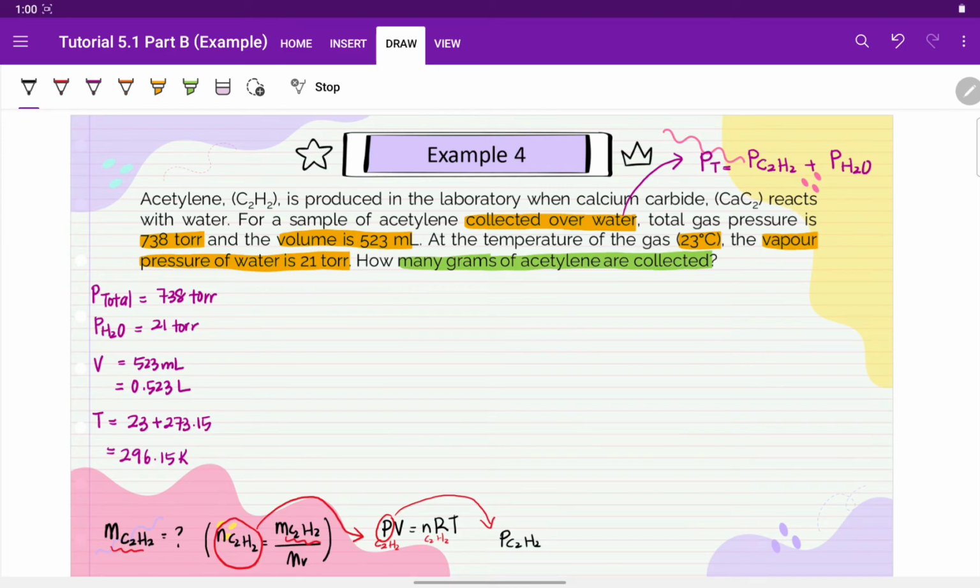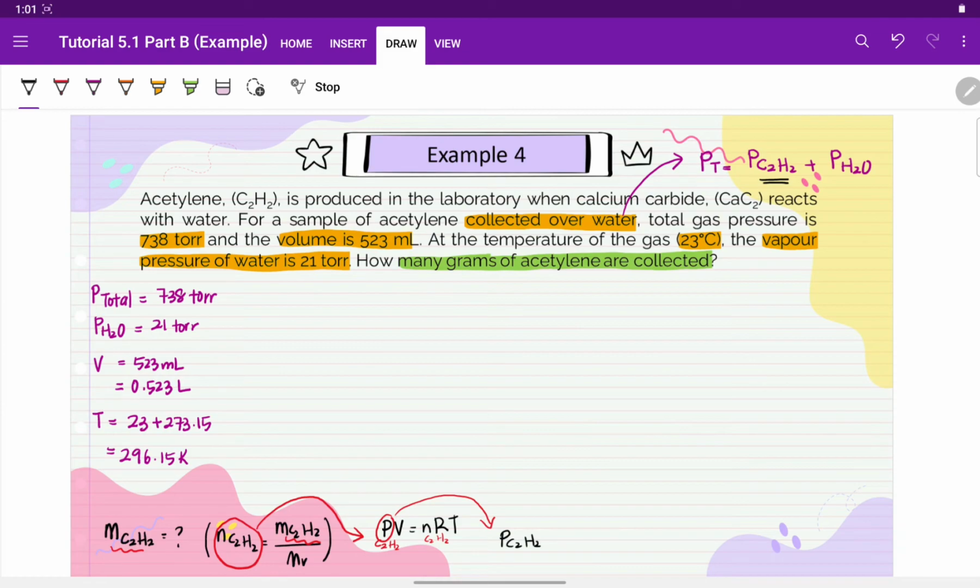Okay, nampak tak dekat atas ni? Okay, dekat sini kita boleh cari partial pressure of C2H2 dengan syarat kita ada total pressure dan kita ada partial pressure of water dekat sini. Okay, ada ke tak? Yes, kita ada total pressure. Kita ada pressure of the water vapor.